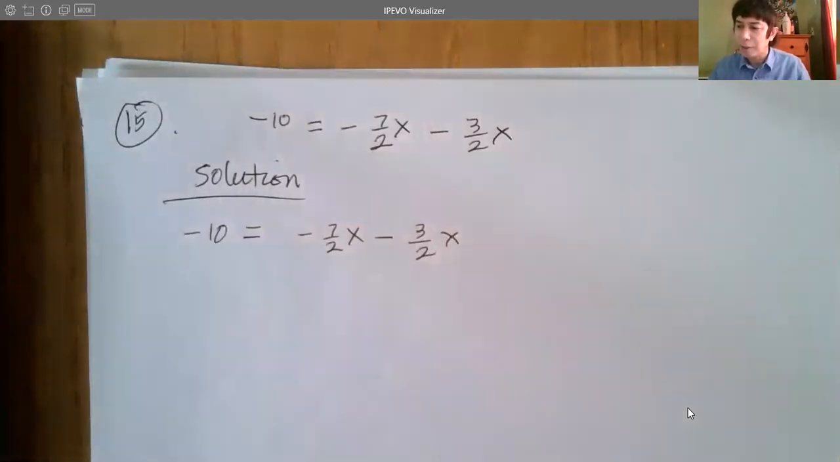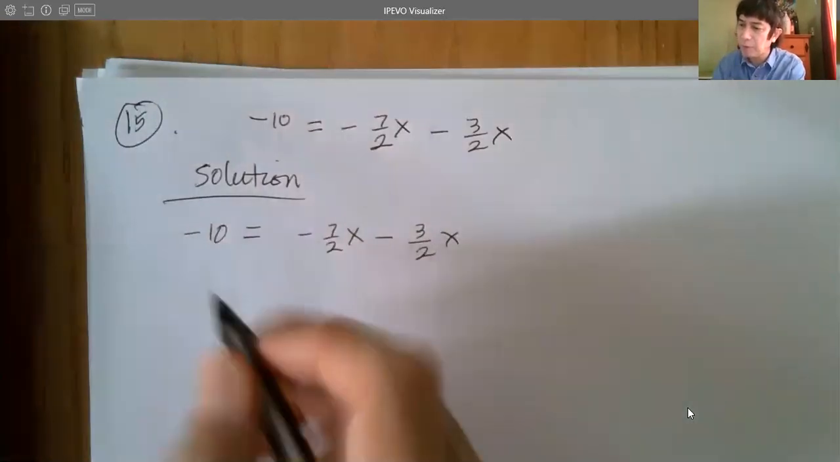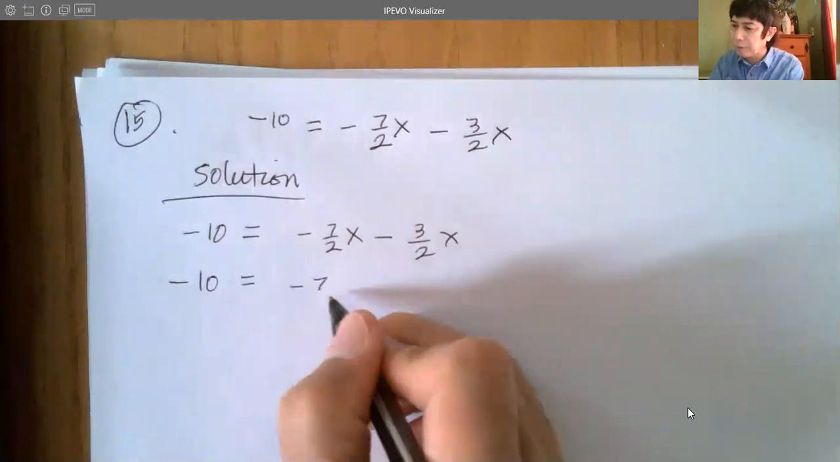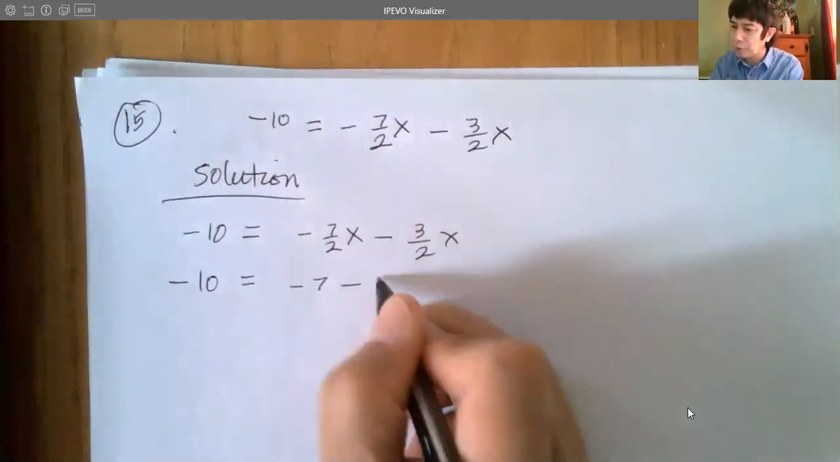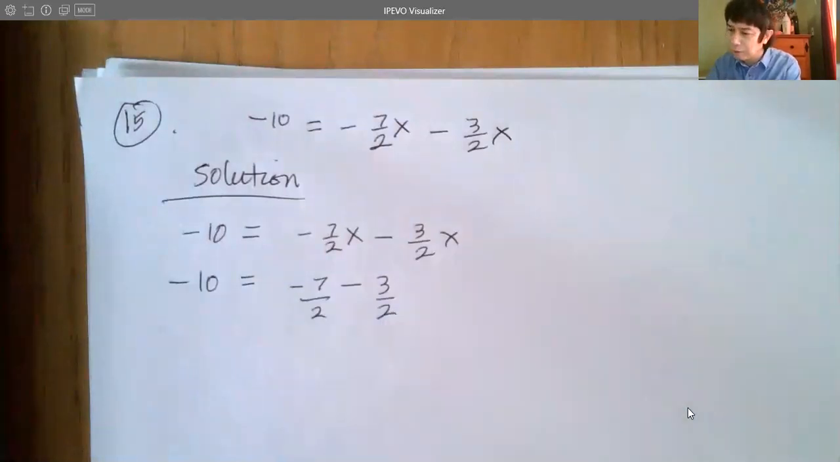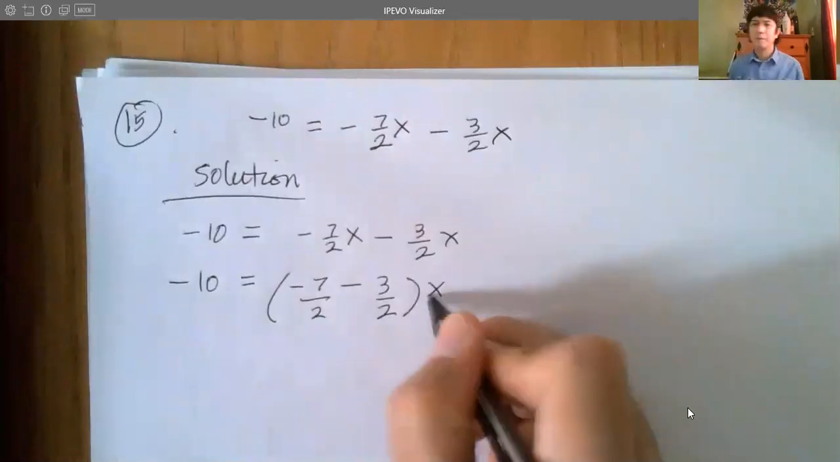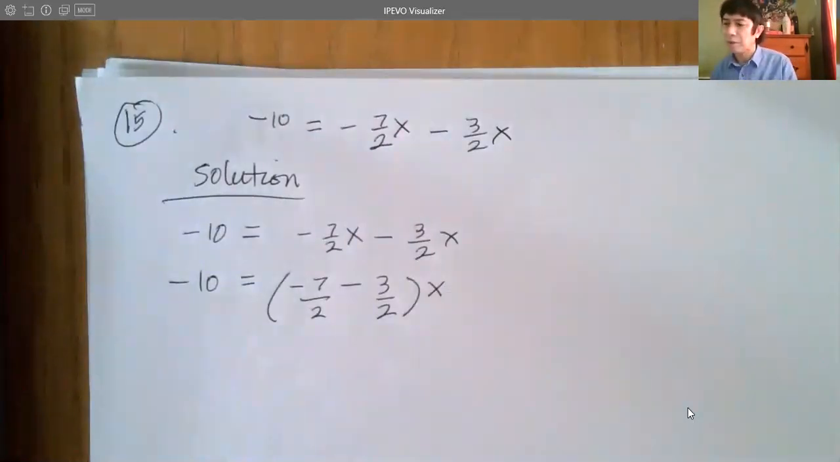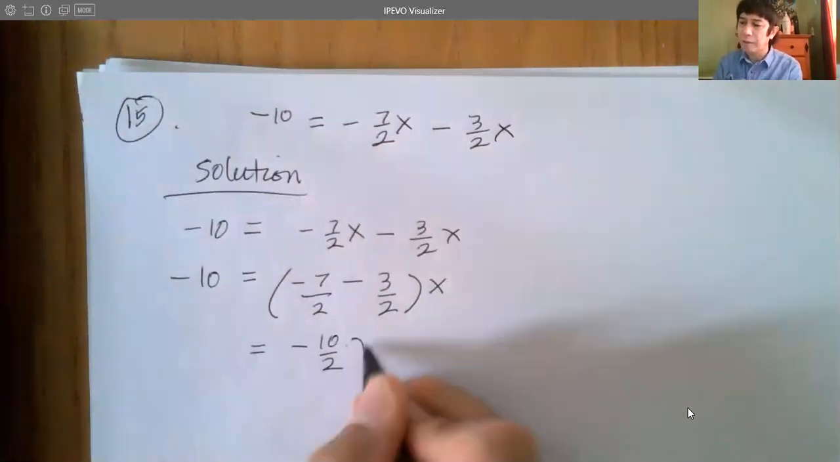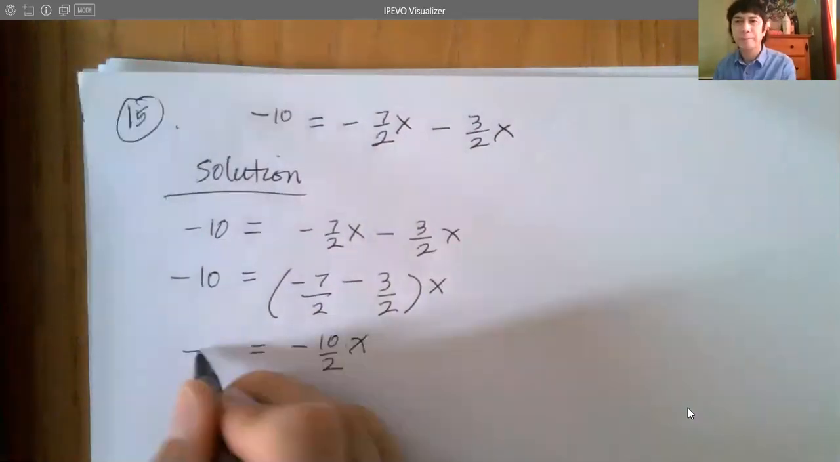All right, so what I mean to say is we have negative 10 and you have negative 7, negative 3 over 2, and then you can factor out the x, okay, like this. And then since 7 is negative and 3 is negative, that will add up to a negative 10. So this will be simplified to negative 10 over 2. And the x, of course. And the left side is negative 10.